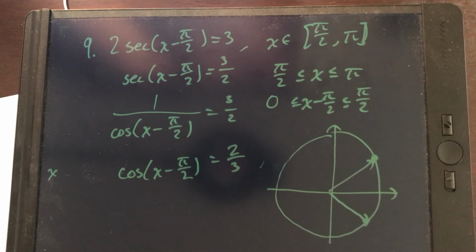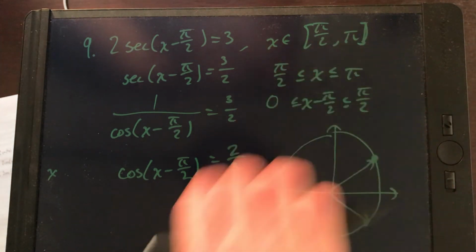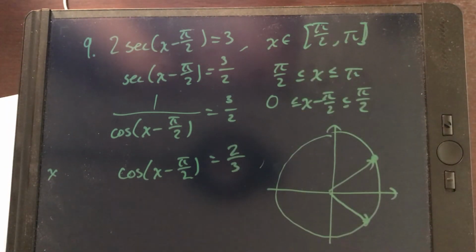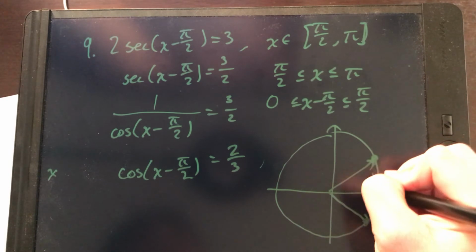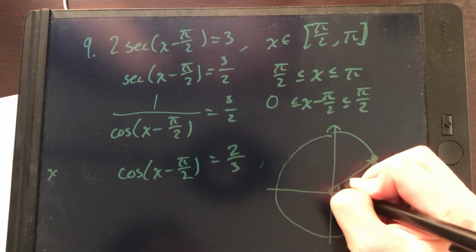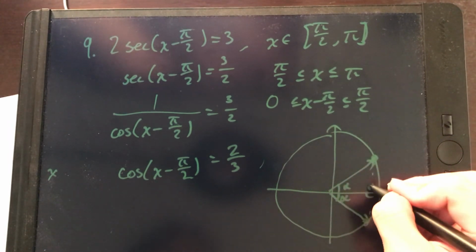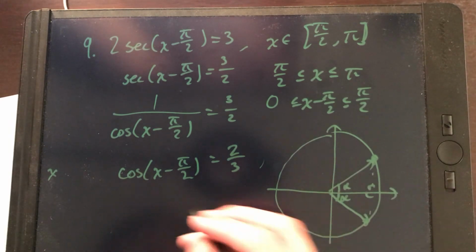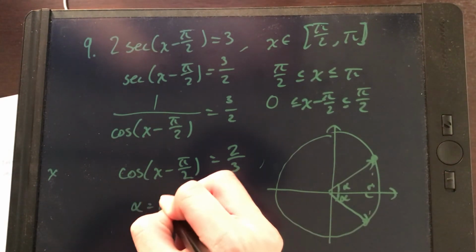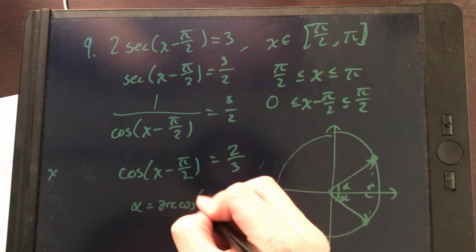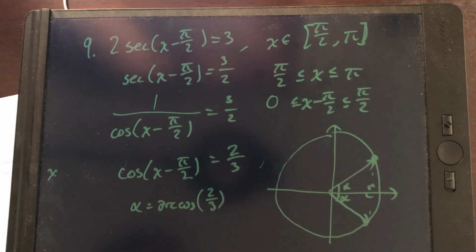CAST rule is just memorization. This makes a bit more sense. You're able to visualize it. Solving from here, this is not a general solution. We have some restrictions. We have a finite number of solutions. Again, I'm just going to carry on using my reference triangles. Here, alpha is going to be inverse cosine of 2/3.